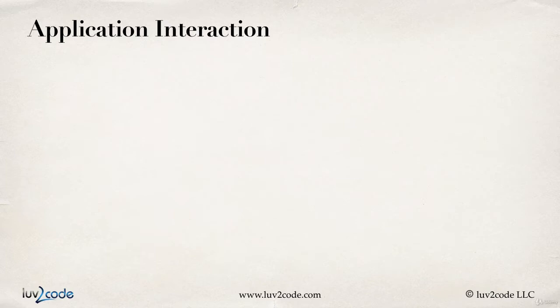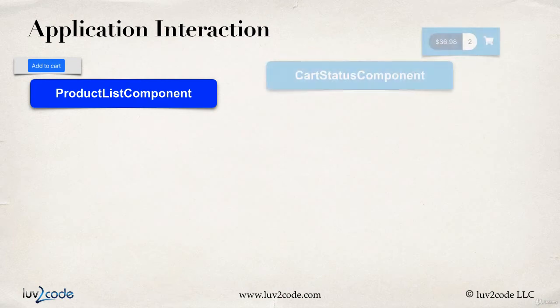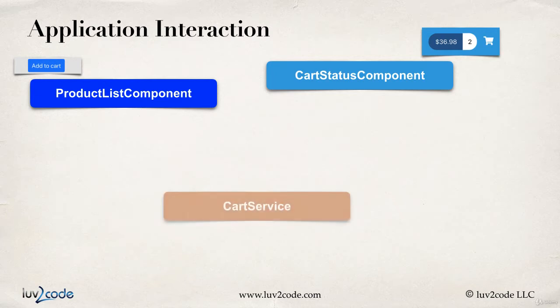Alrighty, so let's get an overview of the application interaction just so you see how all the different pieces work together. Over on the left-hand side, we'll have this product list component that's going to have an add to cart button. And over on the right-hand side, we'll have the cart status component for displaying the total price and quantity. And then down in the center, we'll have the cart service, which basically keeps track of all of the items that are in our shopping cart.